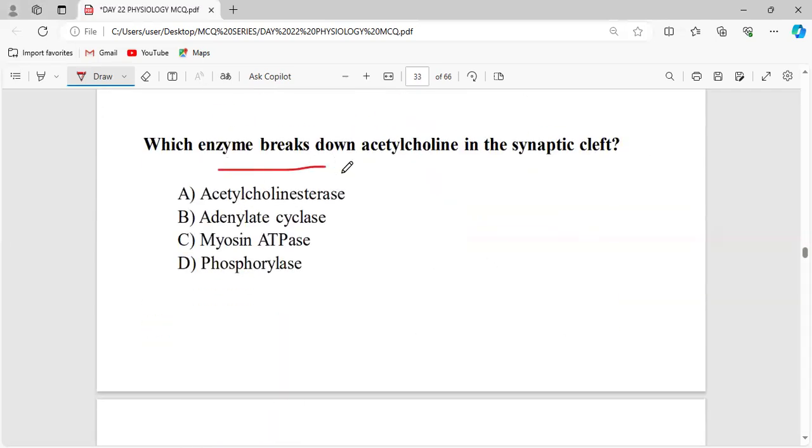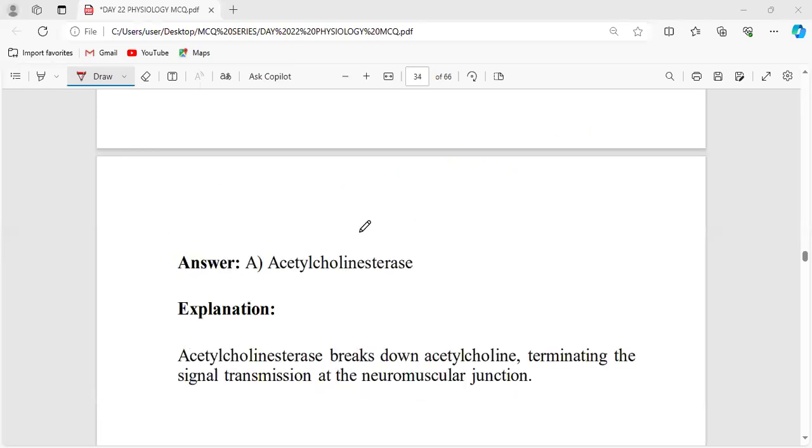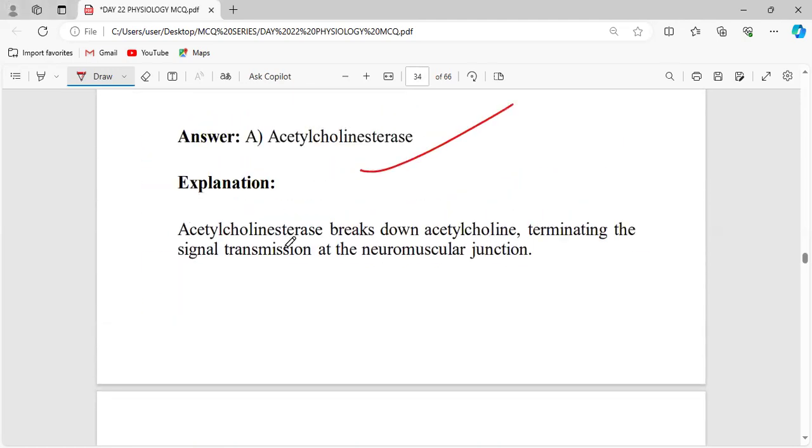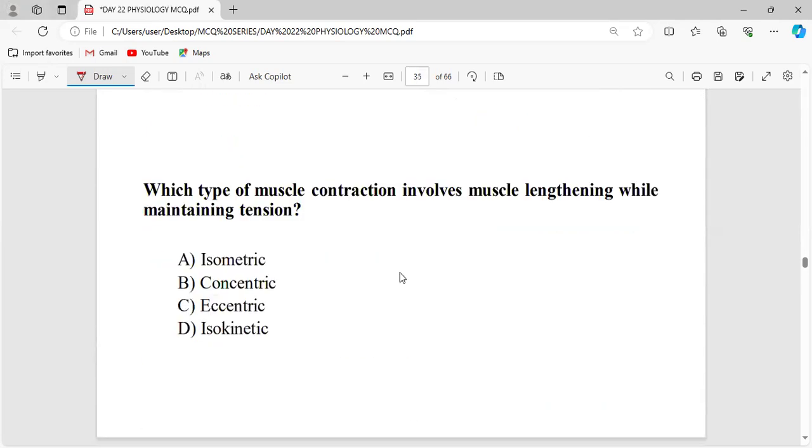Which enzyme breaks down acetylcholine in the synaptic cleft? What is the name of the enzyme? Acetylcholinesterase, adenylate cyclase, myosin ATPase, phosphorylase. No point of having a doubt here. Acetylcholinesterase, right? It is the one which breaks down the acetylcholine, which terminates the signal transmission at the neuromuscular junction.